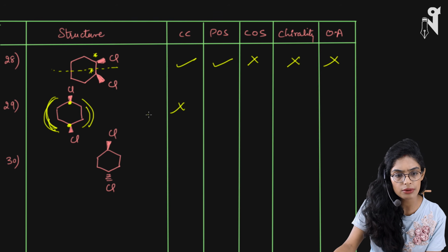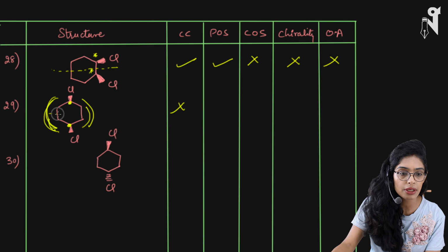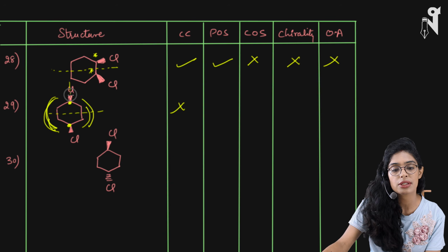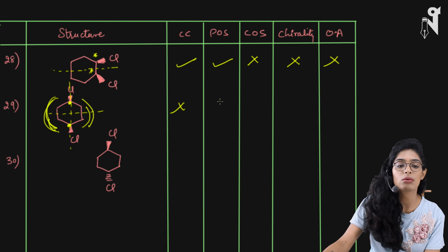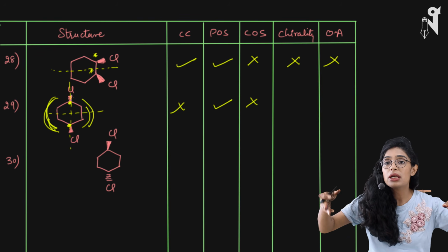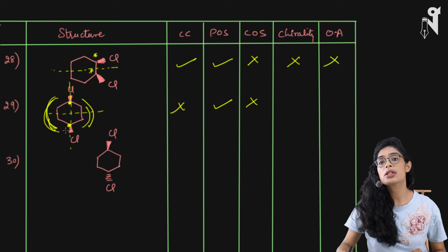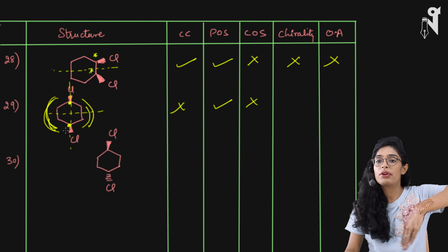POS is there. You cut it through this plane, you'll get POS. You cut it through this plane, you'll get plane of symmetry. So plane of symmetry is there. Center of symmetry is there? No. In the equal and opposite direction there is chlorine, but that chlorine is towards the viewer, not away from the viewer. So we want it away from the viewer.